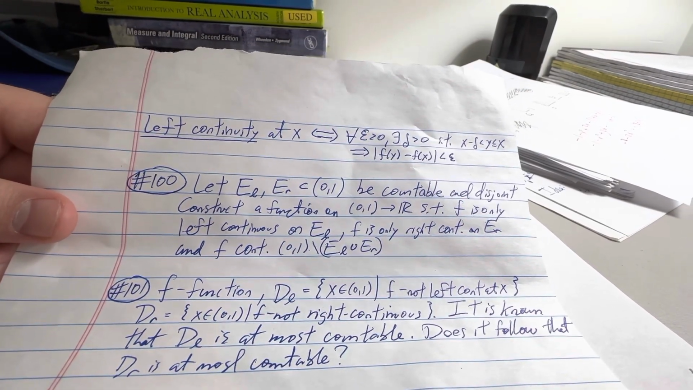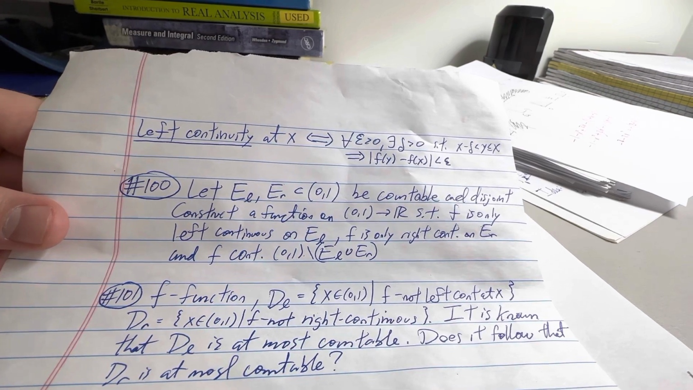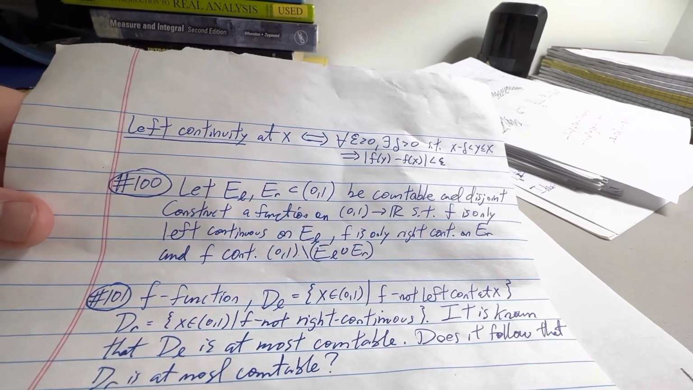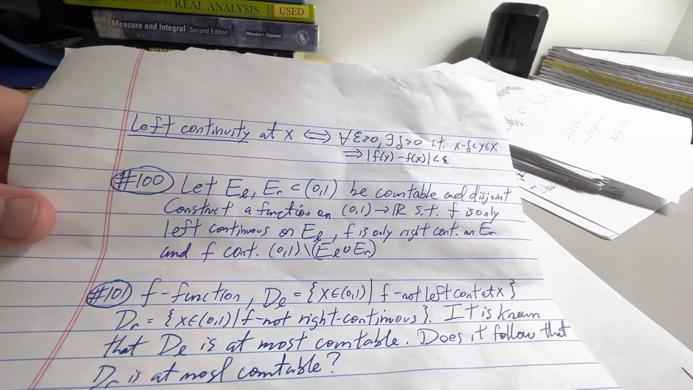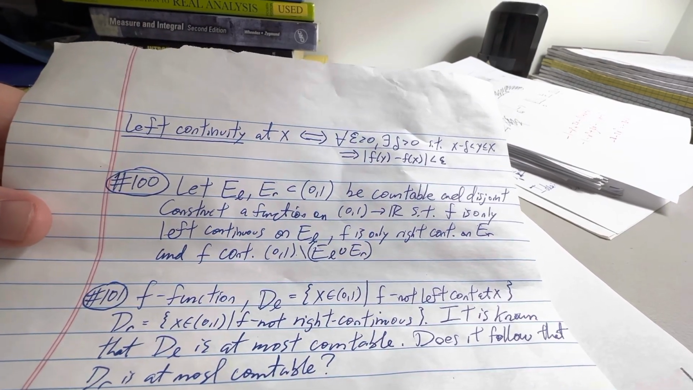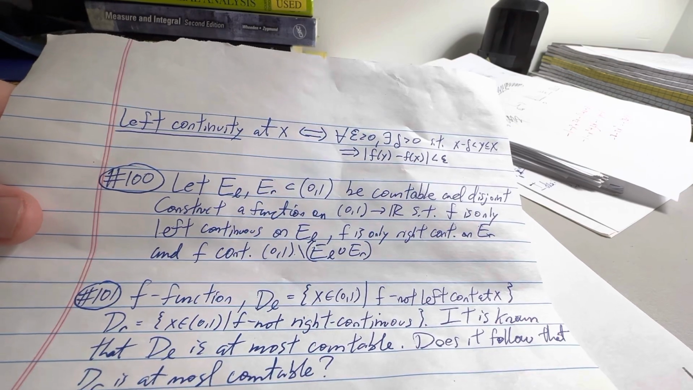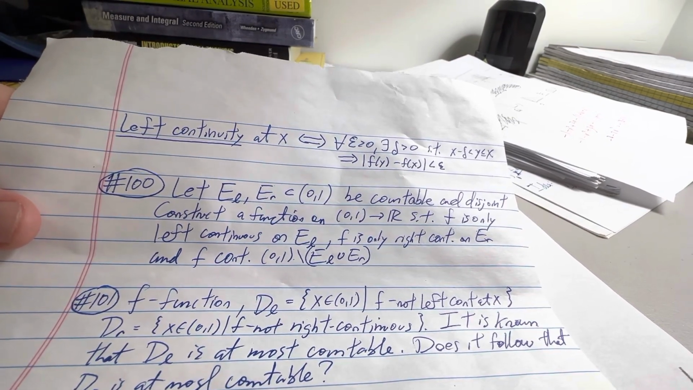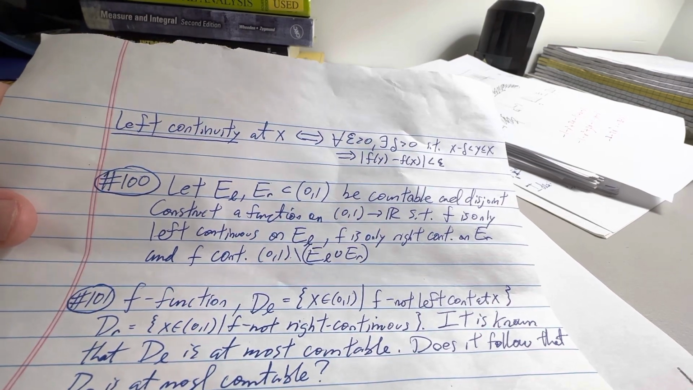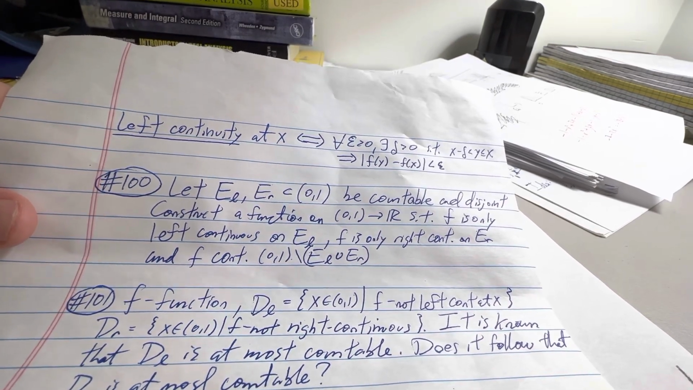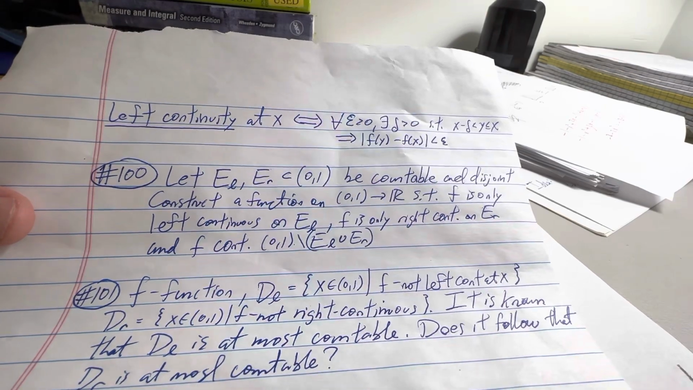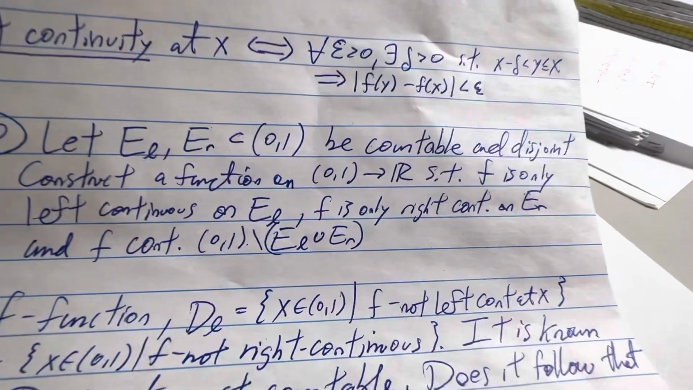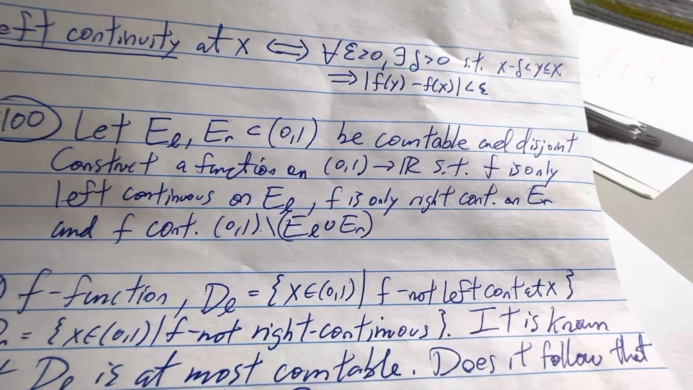What does the question say? Let EL and ER be subsets of the unit interval. They're countable and disjoint, so they don't overlap one another, and they're countable sets. We want to construct a function on the unit interval such that f is only left continuous on EL, and f is only right continuous on ER, but f is continuous on the unit interval. Get rid of the union of those two sets, so the complement.